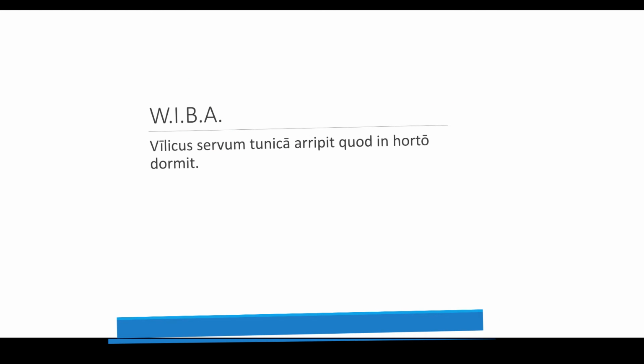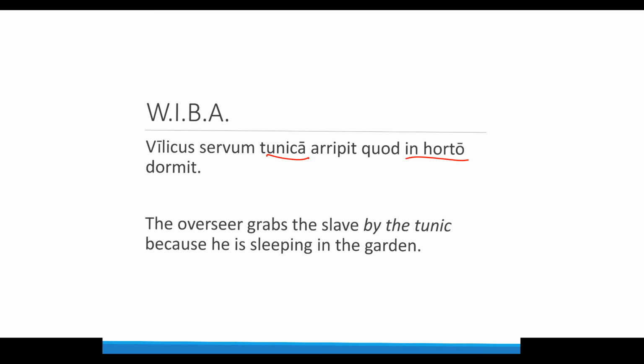Alright, so in this sentence, vilicus servum tunica accipit quod in horto dormit. Again, we have a prepositional phrase with the ablative, but we also have tunica, a long A. Let's see how the translation is going to use that. So our translation here is the overseer grabs the slave by the tunic because he is sleeping in the garden. Again, we have added an English word into our phrase, by. I wonder if you can figure out what question this sentence is looking to answer.